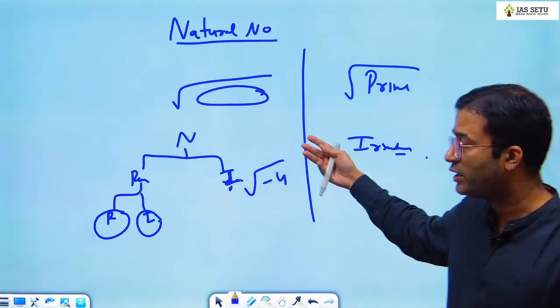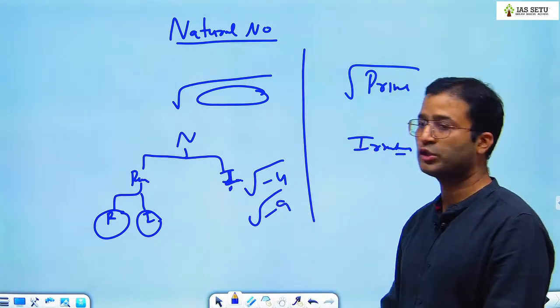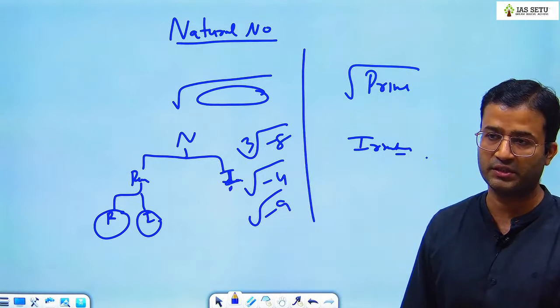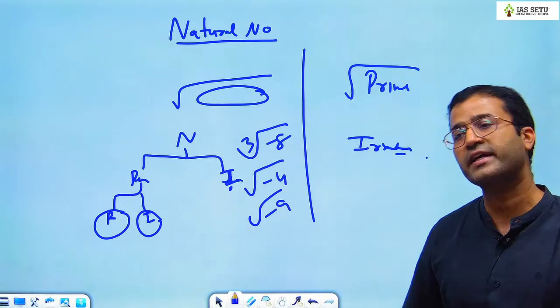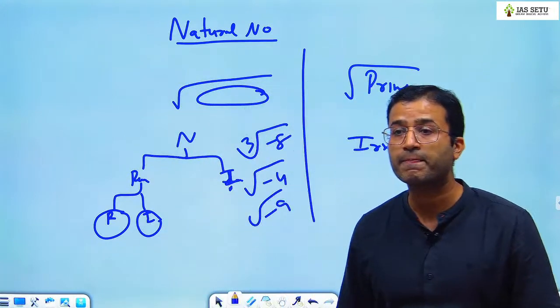So minus under root of -4 is also imaginary. Under root of -9 is also imaginary. Cube root of -8 is also imaginary. All these are in the category of imaginary number. Okay.